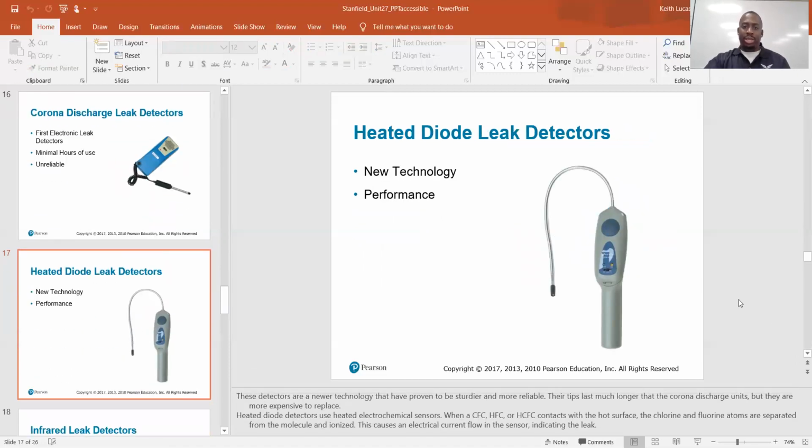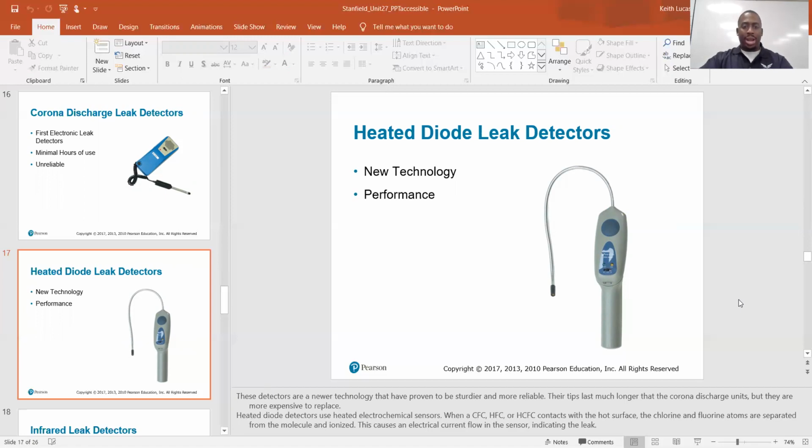Heated diode leak detectors. These detectors are a newer technology. These are the ones that I've used in the field. The main one that everybody's crazy about is the Bacharach. I don't think there's a graphic of it, but it works the same as this one, but it's supposed to be like the top of the line. But it's an electronic leak detector, uses the same technology.